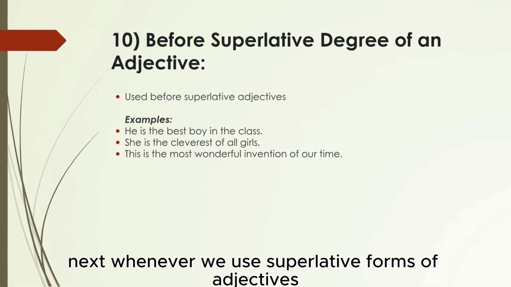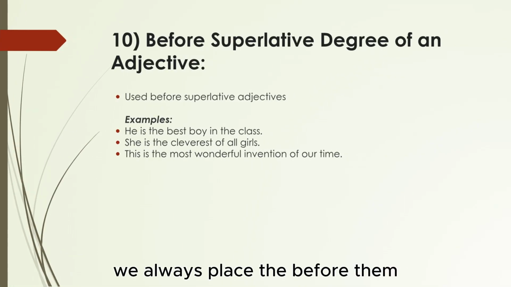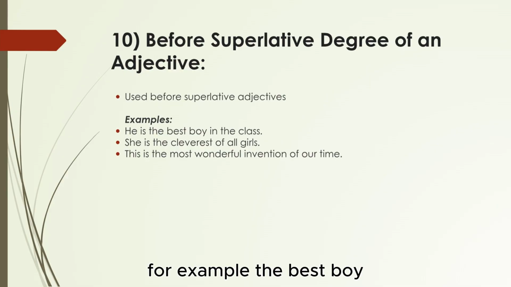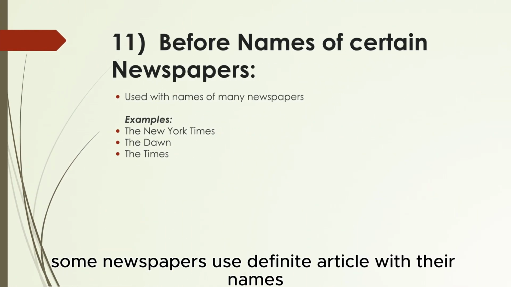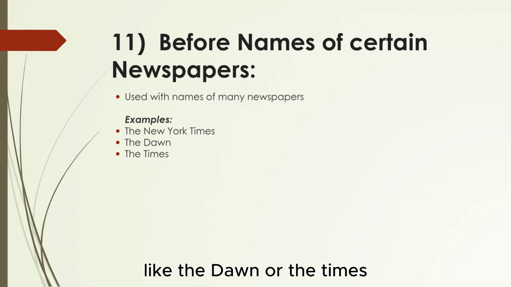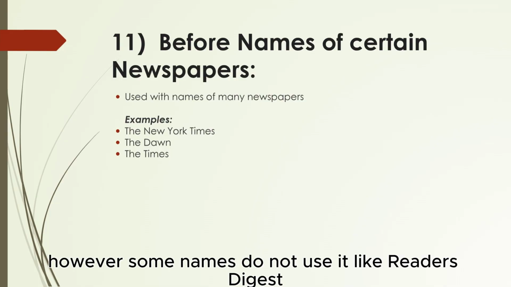Next, whenever we use superlative forms of adjectives, we always place the before them. For example, the best boy. Some newspapers use definite article with their names like the Dawn or the Times. However, some names do not use it, like Reader's Digest.